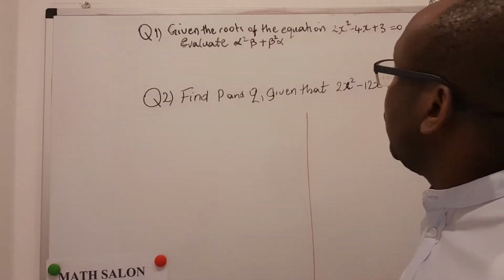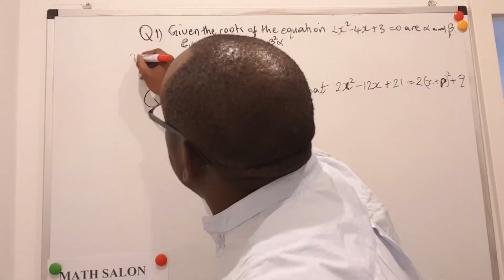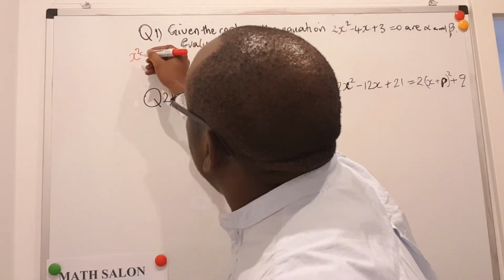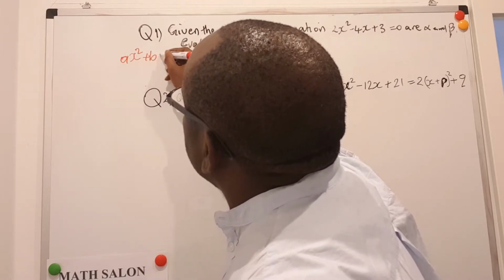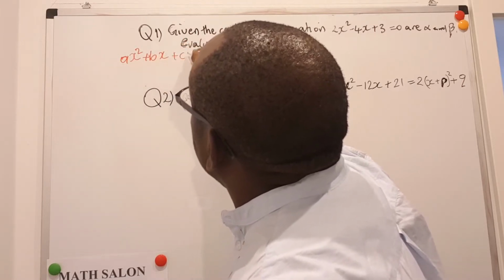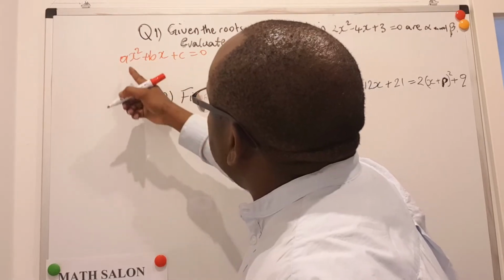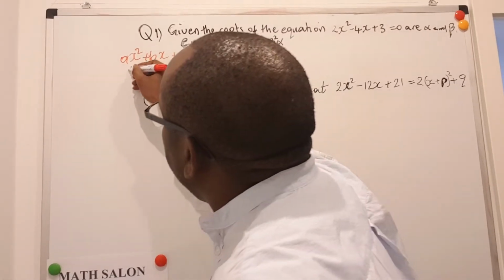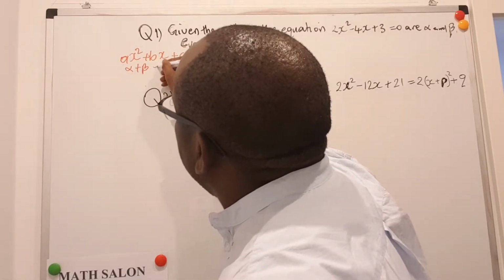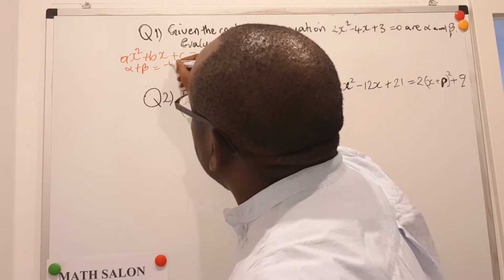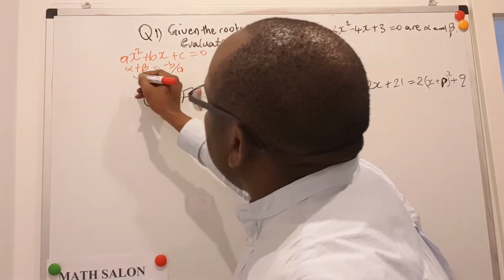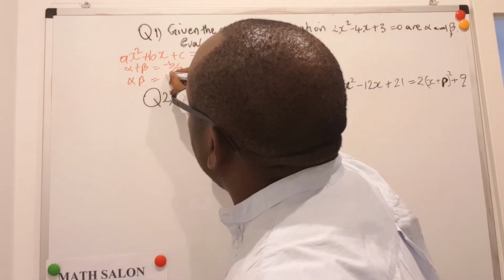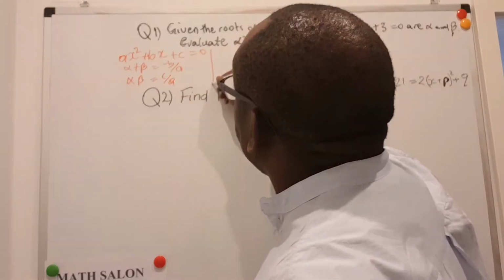We already know from the past, and also from some other videos that we did before, that if we have an equation ax squared plus bx plus c equal to 0, then this equation has roots whose sum, alpha plus beta, is equal to minus b divided by a, and whose product is equal to c divided by a.